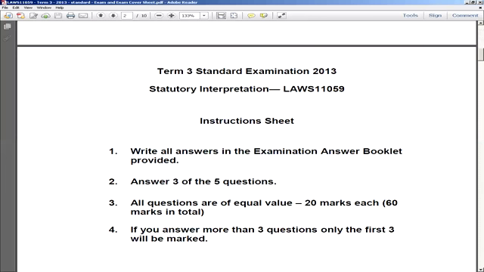So you can see there is one essay question. There are 4 problem questions, so described. You can pick, obviously, any question or questions you like out of that group.